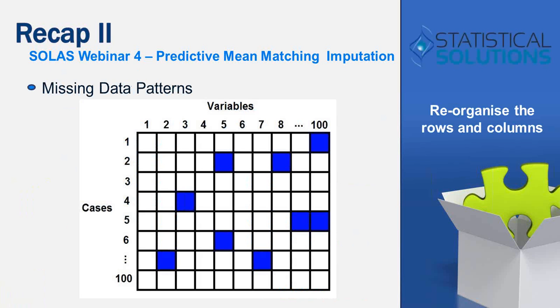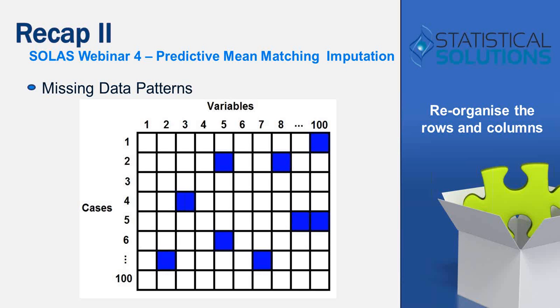So here I have a diagram of a data set with 100 variables and 100 cases. The blue cells here denote a missing data point and the white is observed. So we have a scattered pattern here of missing data. Now what we do here is we try and reorder or reorganize the rows and columns of this data set to cluster as much of the missing data together into one group as possible.